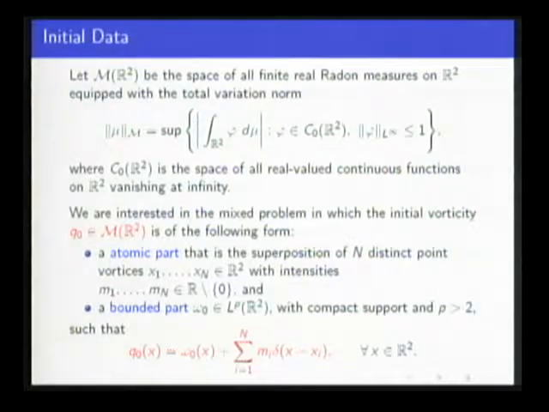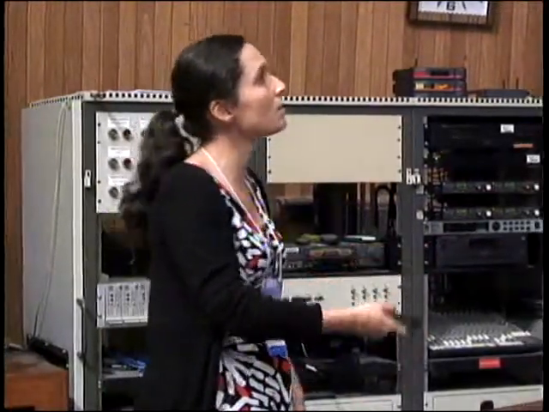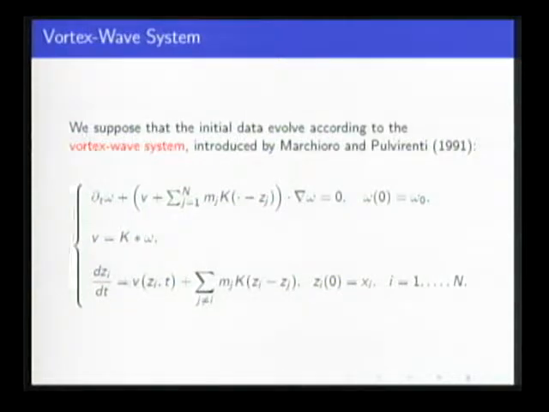We have that Q0 is singular at each of our point vortices, so it's not clear how we can make sense of Euler solutions with these types of initial conditions. In order to treat incompressible fluids in which you have a continuously distributed vorticity interacting with small regions of concentrated vorticity, such as in the problem of hurricane motion, Marchioro and Pulvirenti in 1991 introduced the vortex-wave system.